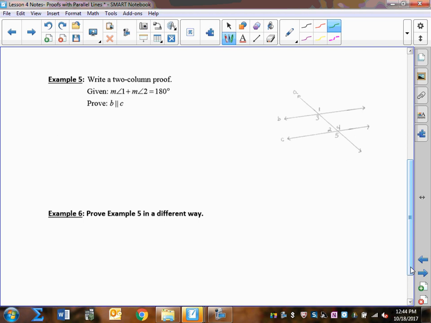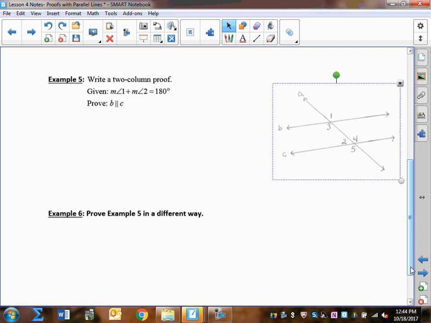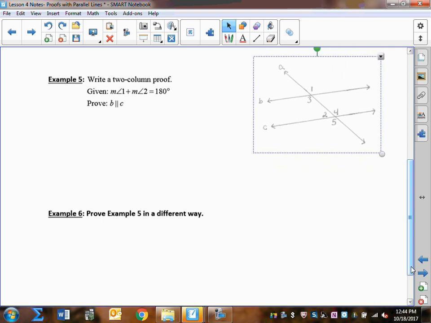Okay. Here it says given the measure of angle 1 and the measure of angle 2 add up to be 180. Prove that B is parallel to C. Looking at my picture and the given information, do I have any parallel lines to start out with? Not that we know. We're trying to show it.